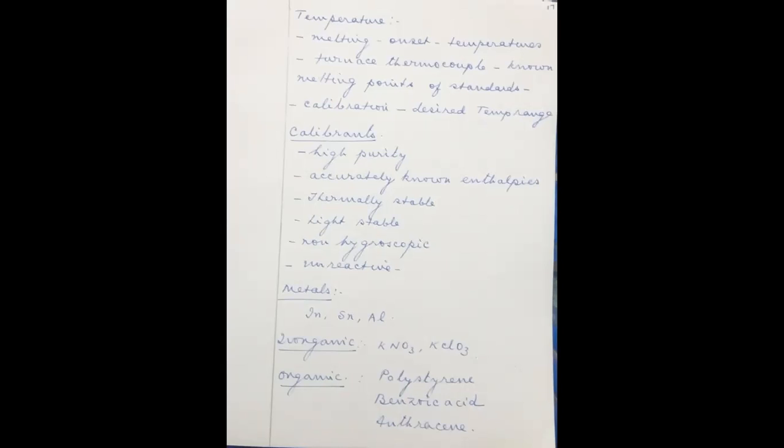So what are all the expected characteristics of a calibrant? Number one, the substance is supposed to be of high purity. Number two, its enthalpies should be accurately known. Number three, the substance has to be thermally stable. Number four, the substance has to be light stable. Light stable means it should not undergo any photochemical change.